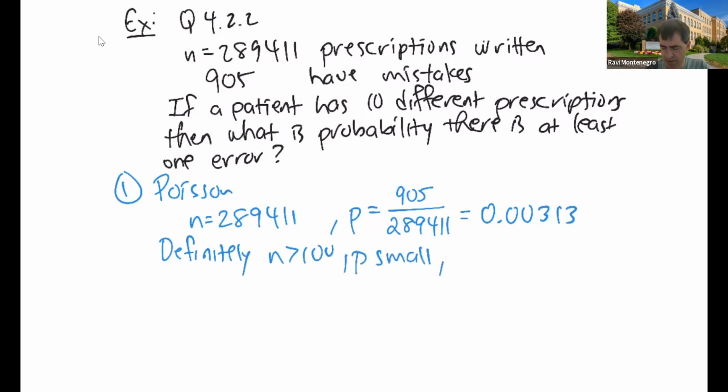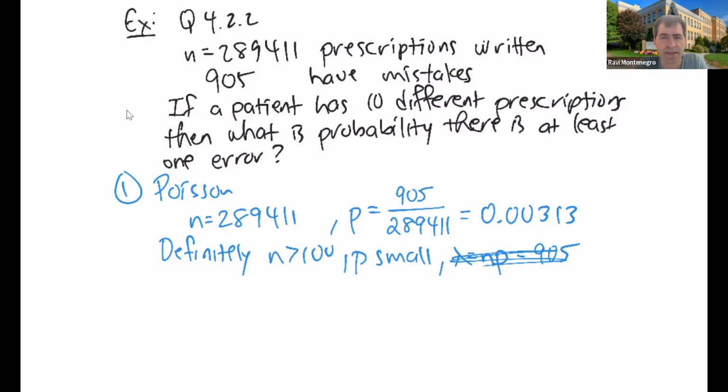And then the other part was lambda equals np. If I multiply these two numbers together, I get 289,411. A large value. Oh, okay. This looks wrong. There's a reason. So let's take that away for a second and try to think about what we're trying to look at here.